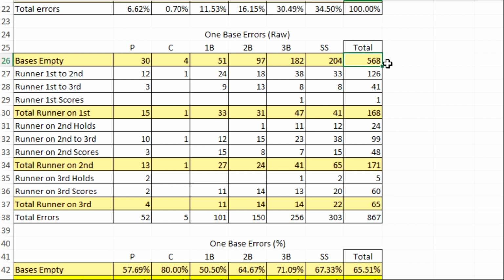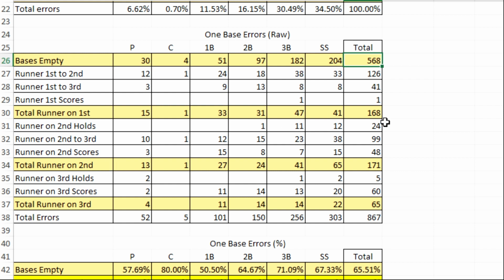Majority of those were with the bases empty, so we don't need to worry about what happens to the runners in those cases. But I did look at what happens to a runner on first, runner on second, and runner on third. And when I say runner on first, that is any time a runner is on first base. So it could be runners on first and second, it could be runners on first and third, it could be the bases loaded, or it could just be a runner on first. But it's any time there's a runner on first. Likewise, when I say runner on second, it's any time there was a runner on second.